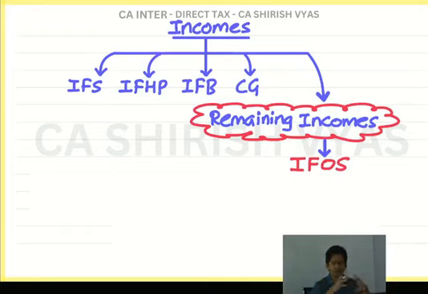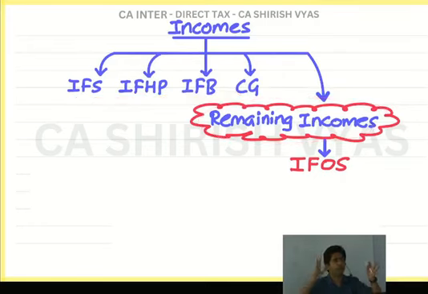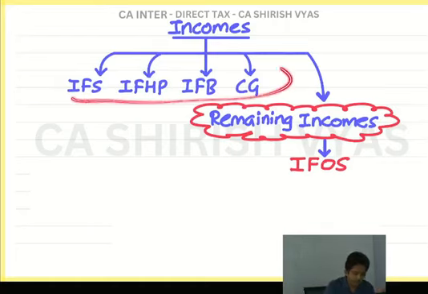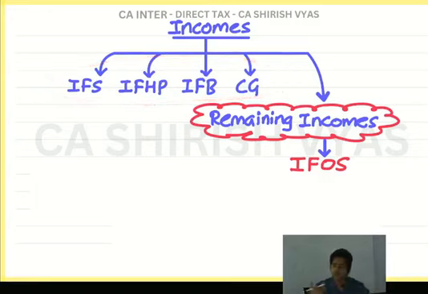Now, in this chapter, they will give a question with a variety of incomes, all not falling in these 5 heads, the remaining incomes, and then you will have to prepare a statement. So now you know what you have to study, which type of incomes we will come across. Can you name a few? Like dividend income? You can imagine any income; if it doesn't fall in the first 4 heads, that means it is income from other sources.